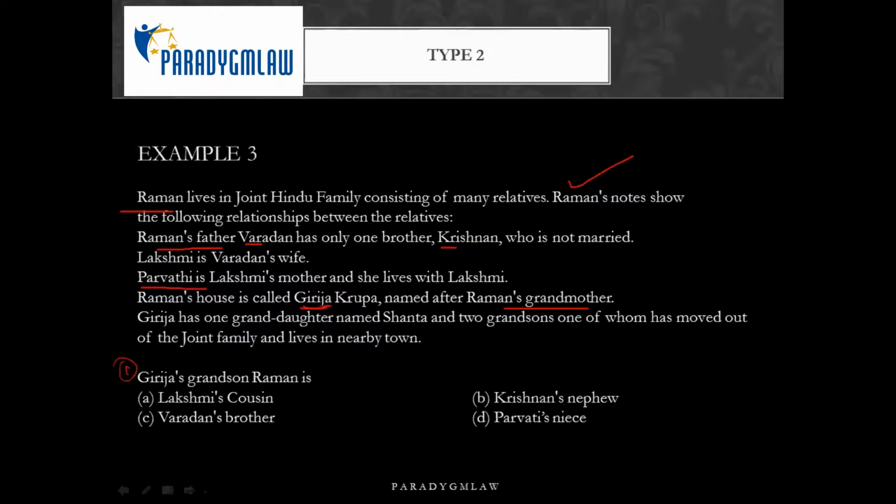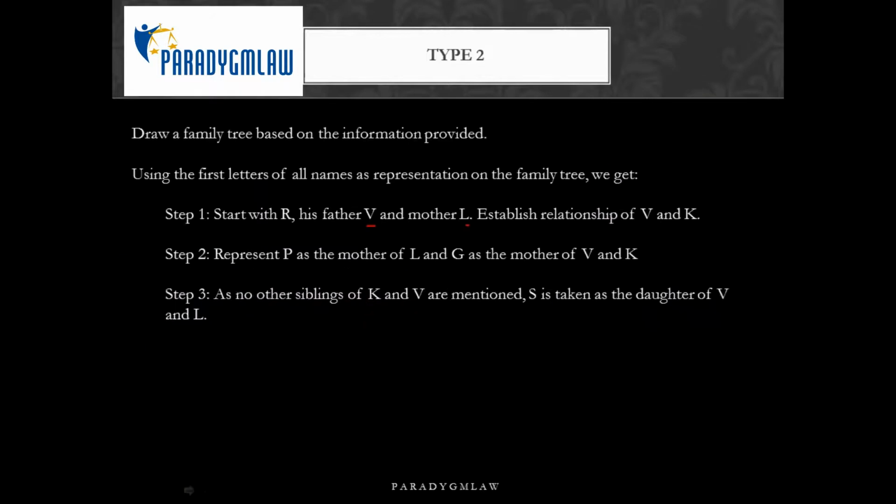Do you see this? They've brought in this character called Parvati, who is Lakshmi's mother. Lakshmi is Raman's mother. So for Raman, Parvati is one grandmother and Girija is the second grandmother. This is on his maternal side, this on the paternal side. Clear? Okay. So Girija has one granddaughter, Shanta, and two grandsons, one of whom is this. Now, Girija's grandson, Raman, what's his relationship to all these people? That is what you have to figure out.